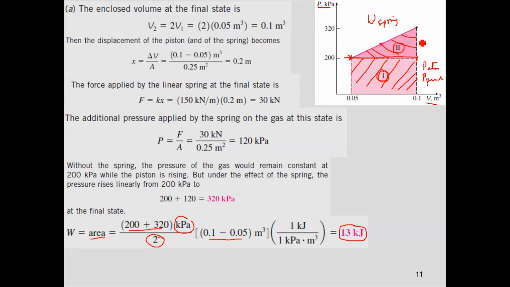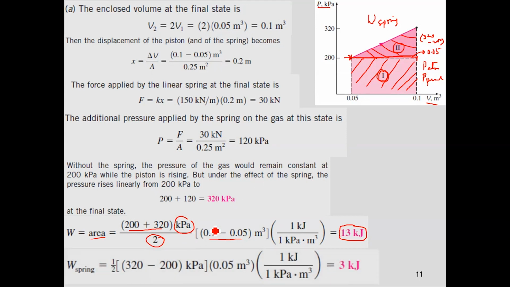So if I simply calculate the area of this triangle, which is half base into height, this length would be essentially 320 minus 200. This length you already know is 0.05. So half base into height would give you the essential area. You can always use the kx square equation also. So half base into height would give you the work done against the spring. Clear?